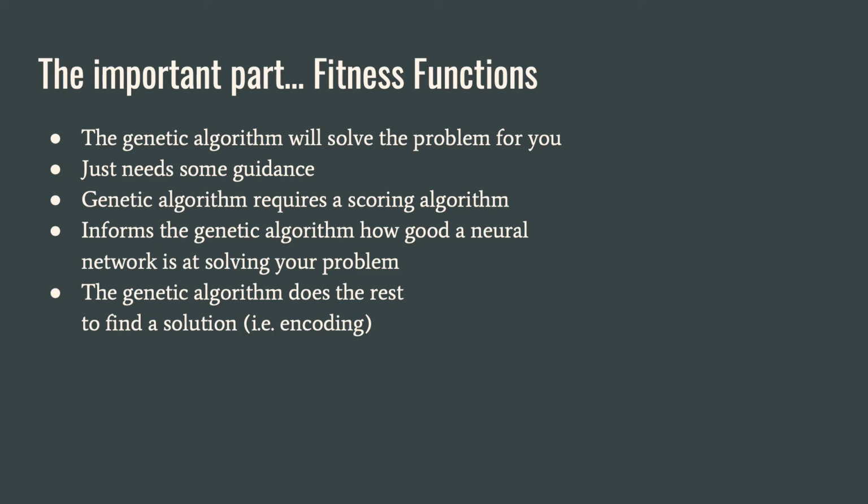Okay, so everybody can wake up, everyone. This is the part you'd actually have to get. We're back up at a higher level. So the genetic algorithm is actually going to solve the problem for you. You don't have to figure out how to design a neural network or what weights or neurons to put in it. The genetic algorithm will do that for you, but you have to provide it some guidance. And that's what a fitness function is.